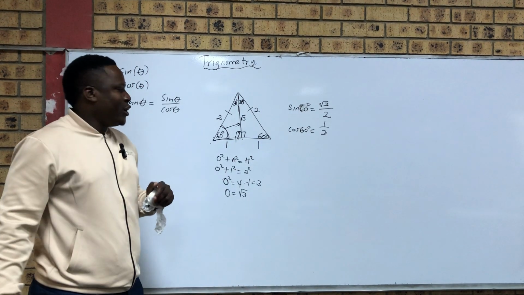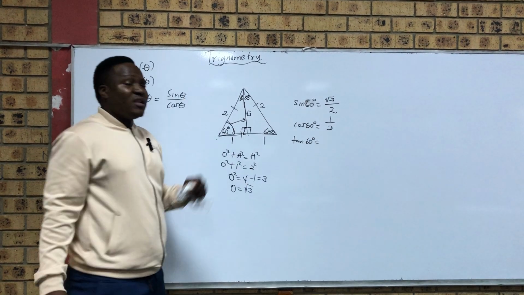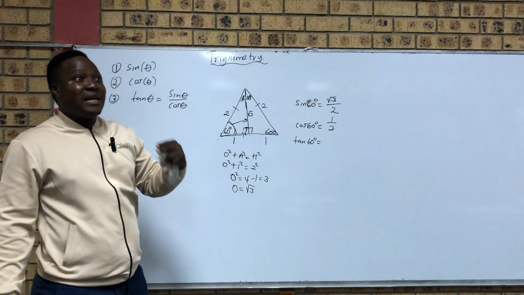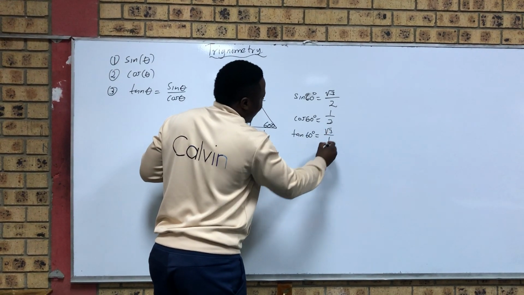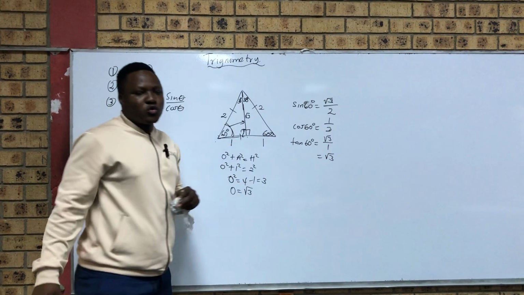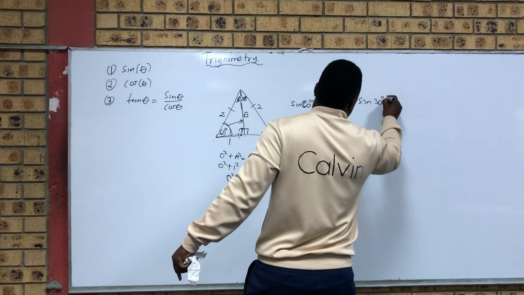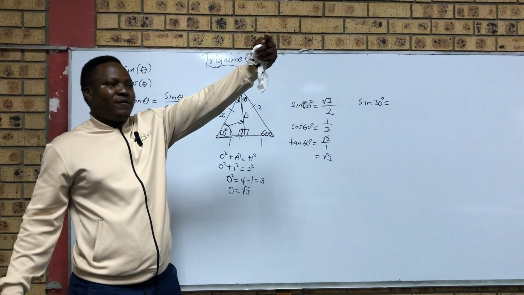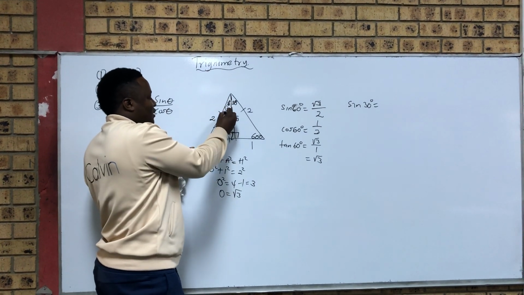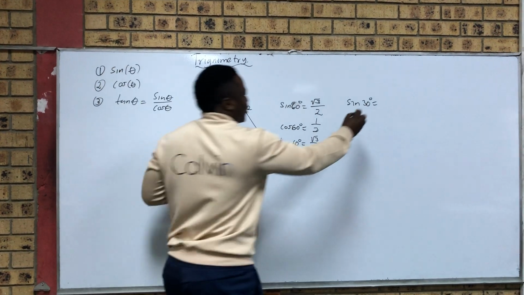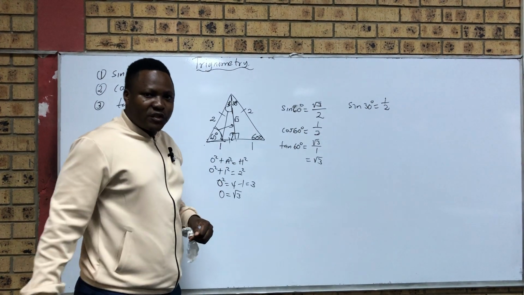Which is 2. Then for tan, when they say tan of 60 degrees, remember tan is opposite over the adjacent. Then it's going to be opposite over the adjacent. It's going to be root of 3 over 1, which is the same as root of 3. Then when they say 30, you will say sine of 30 degrees is the same as, remember, the opposite over the hypotenuse. But now we are dealing with 30. The opposite of 30 is this side. Then we're going to have 1. The hypotenuse doesn't change, it's always 2. We'll have 1 over 2.